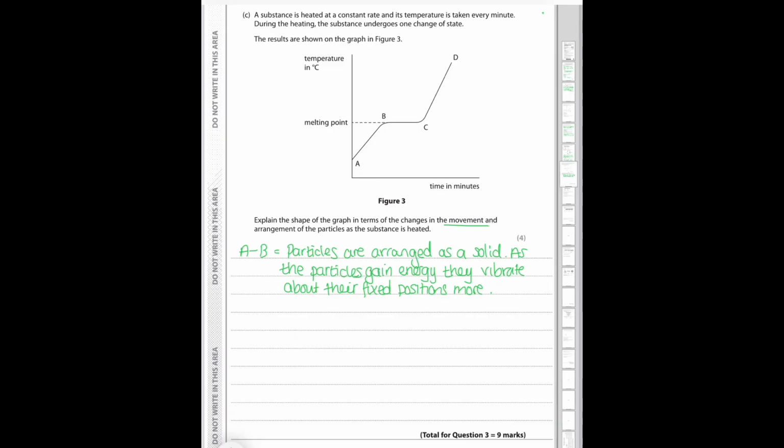Then for part B to C, we can say the graph here is flat because the particles here are using all the energy that they are gaining to break their intermolecular forces.